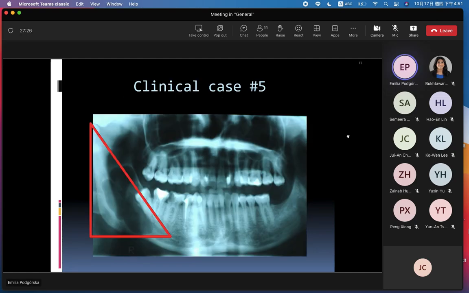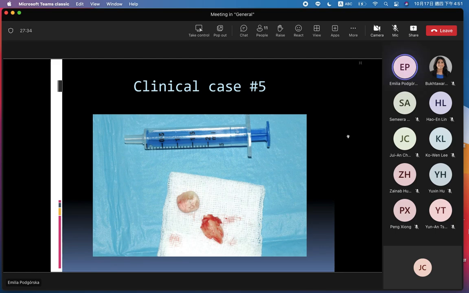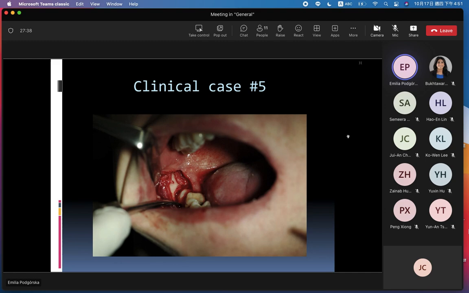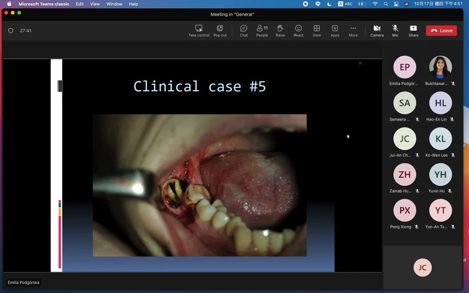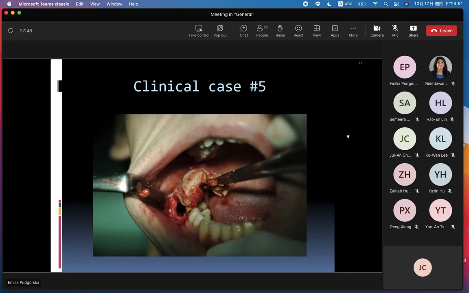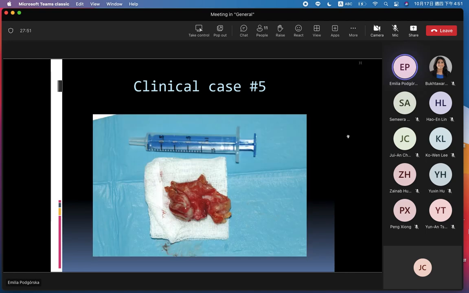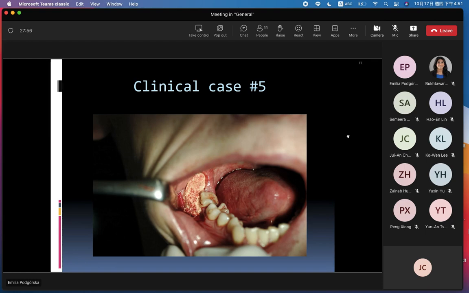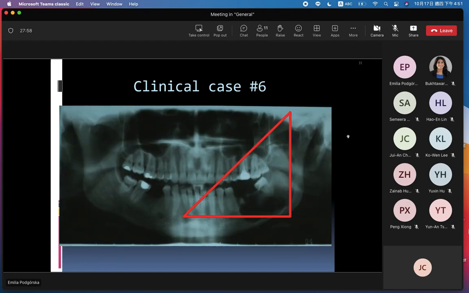And this is an example of keratocyst. After removing the tooth and cyst, after removing the tooth, and we have a very big cyst. And another example, similar.